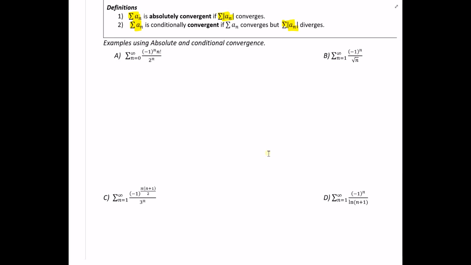So this is going to require some of our old tests as well, right?